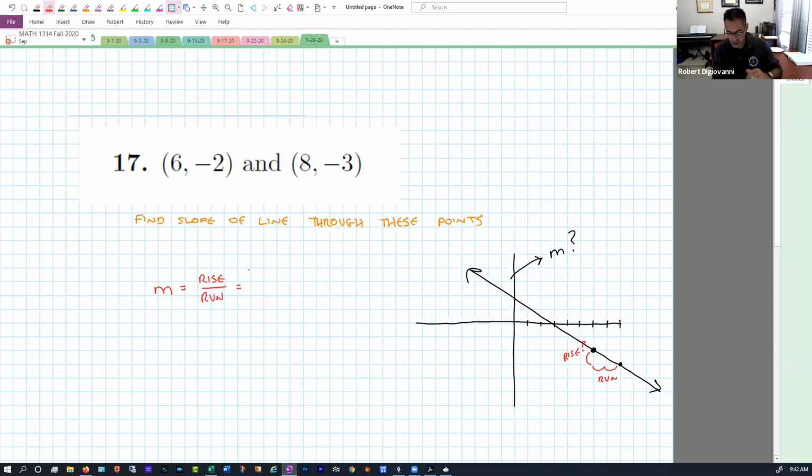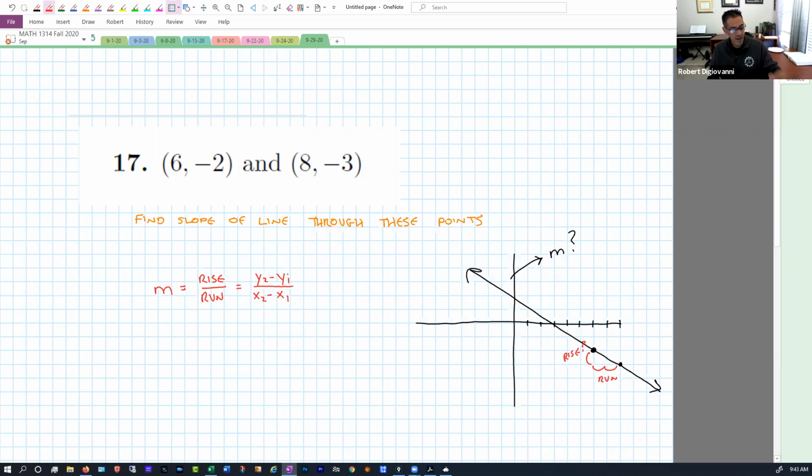Now, we could just look at this problem and try and think about what it is, but there's a formula that we can use. The formula basically says that to figure out the rise, you need to take the difference of the y coordinates of the points. I'm going to write it this way, y2 minus y1. And then you want to divide that by the run, which is left and right, and that would be the difference in the x coordinates, which I will call x2 minus x1. So that's the formula.